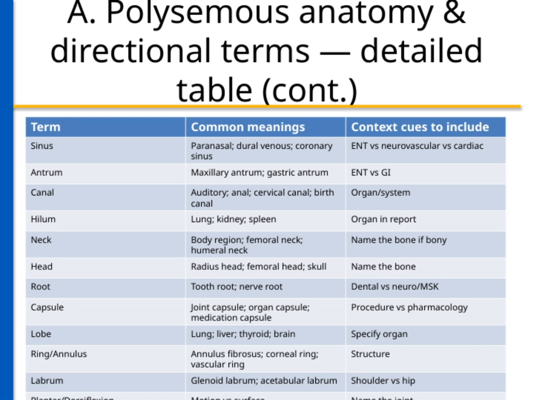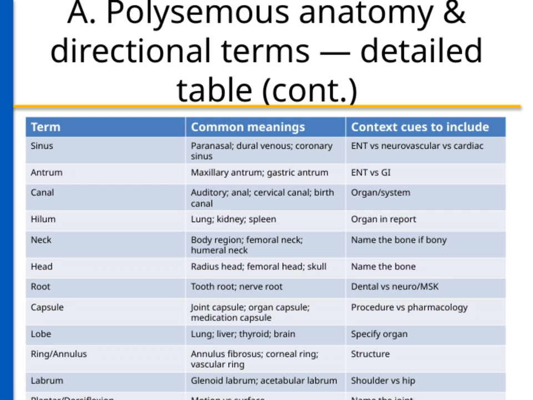Capsule appears in joint capsules, organ capsules, or medication capsules. Understanding whether we're discussing a procedure or pharmacology helps interpret the term correctly. Lobe can refer to lung lobes, liver lobes, thyroid lobes, or brain lobes, so specifying the organ is crucial. Next is ring or annulus, which might be the annulus fibrosus in intervertebral discs, the corneal ring in the eye, or a vascular ring around structures. Recognizing the structure involved is essential.